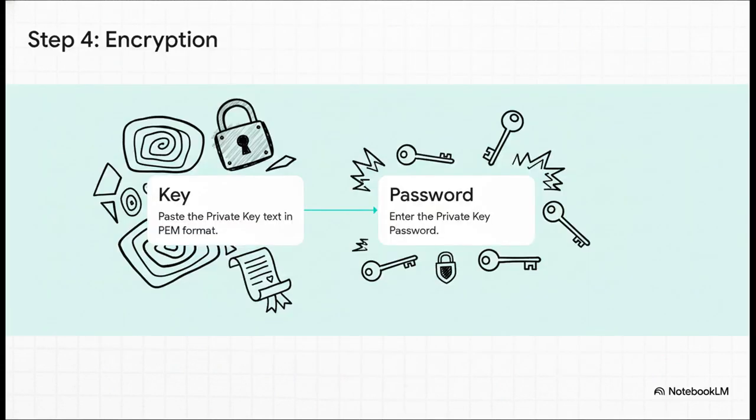So this brings us to our final configuration step for OAuth, encryption. This is where you'll paste that full private key text. The one that, of course, must be in that PEM format we just talked about. After you paste that in, you'll enter the password that's associated with that private key.